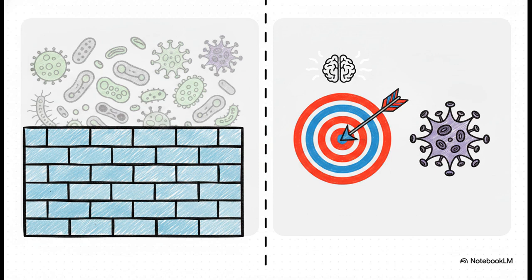Then, on the flip side, we have adaptive immunity. Now, this system is a bit slower to act initially, but it targets specific pathogens and, crucially, creates immunological memory. This adaptive side further splits into humoral immunity, which is driven by B cells in your body's fluids, and cell-mediated immunity, which is driven by T cells.